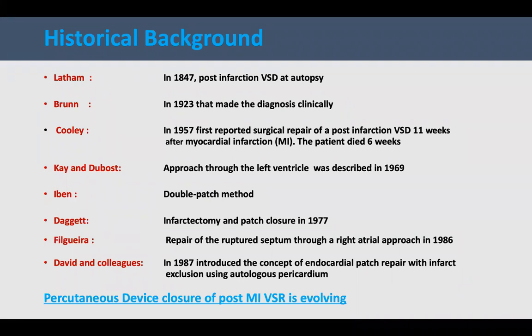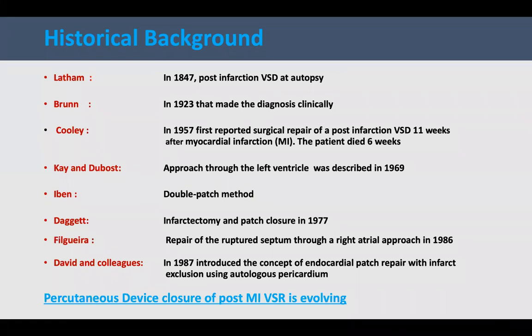So how did we reach this stage? How did we learn? It was first Latham, post-MI, where the VSD was discovered in the autopsy. Then in 1923, Braun diagnosed it clinically, but nothing was done. Then Cooley first operated in 1957, on a post-MI VSD 11 weeks after the myocardial infarction. I think the patient died 6 weeks later.